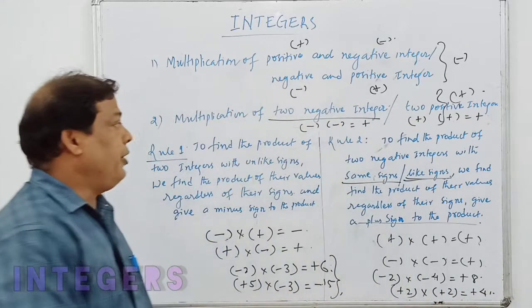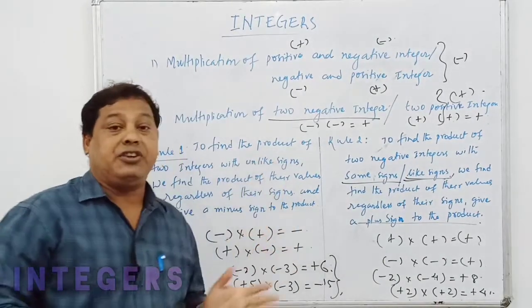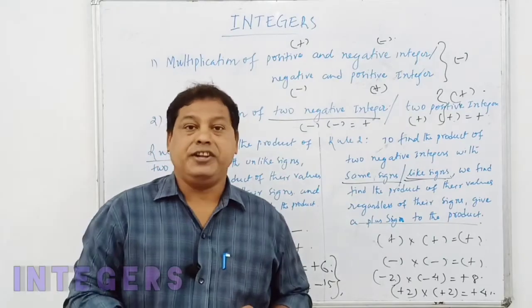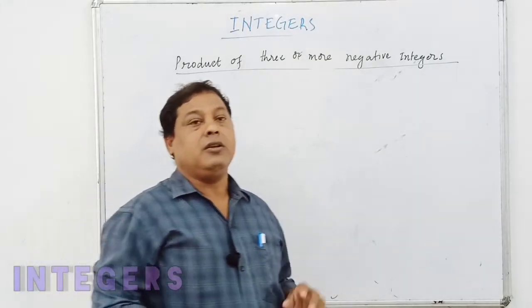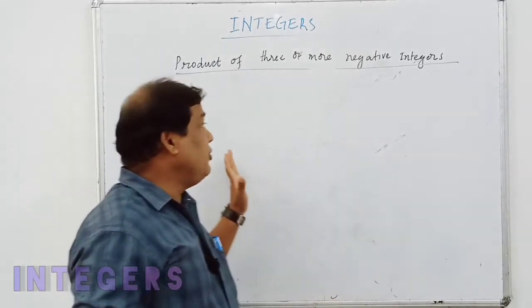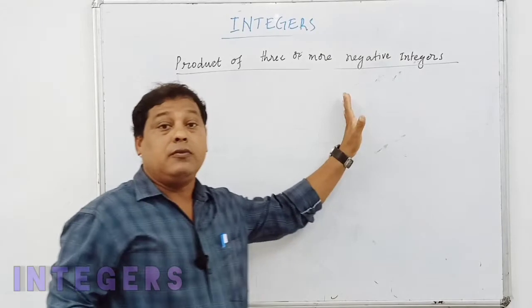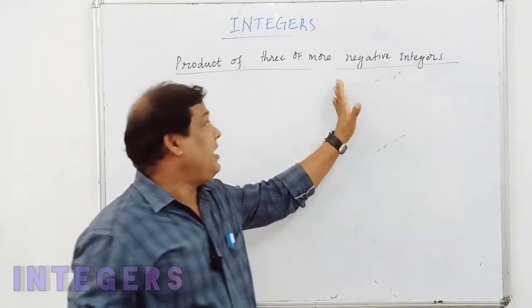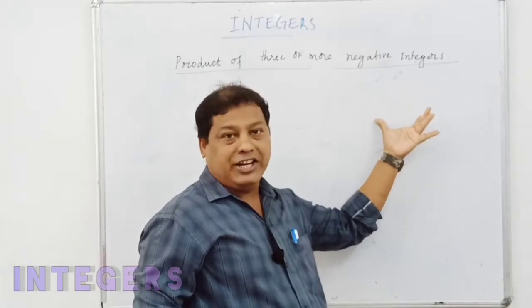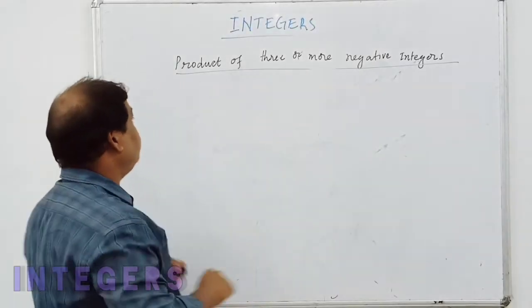So now we will see the next topic, that is multiplication of two or more integers. As we have observed in the previous section, the product of two negative integers will be a positive integer. So what will be the product of more than two negative integers, like 3 negative integers, 4 negative integers, and 5 negative integers? We will see some examples here.